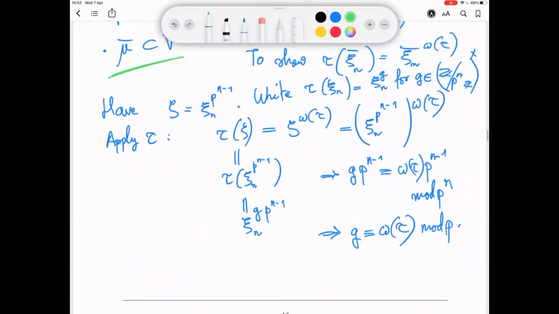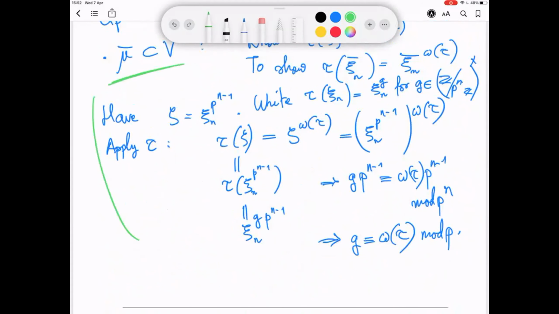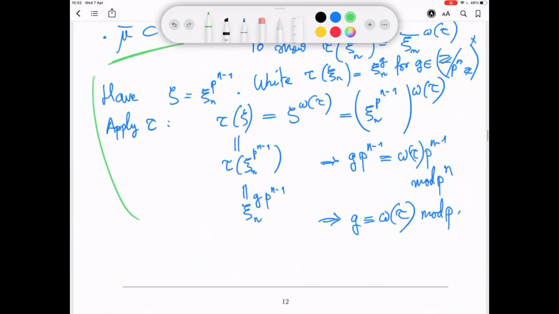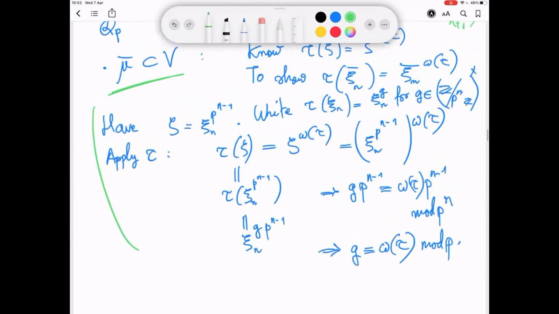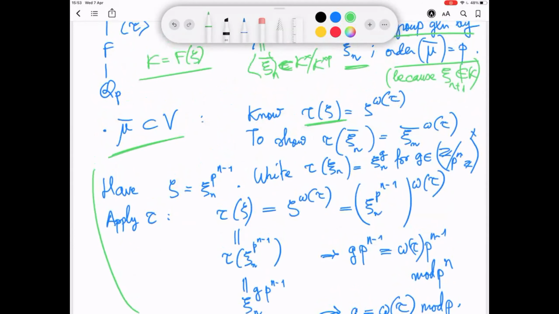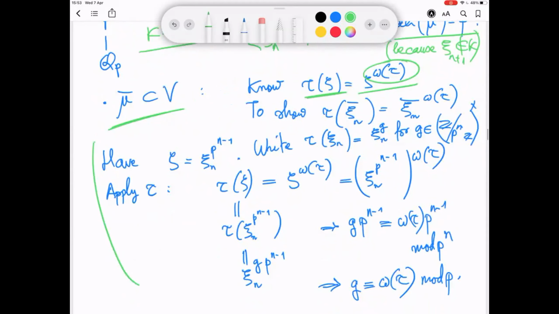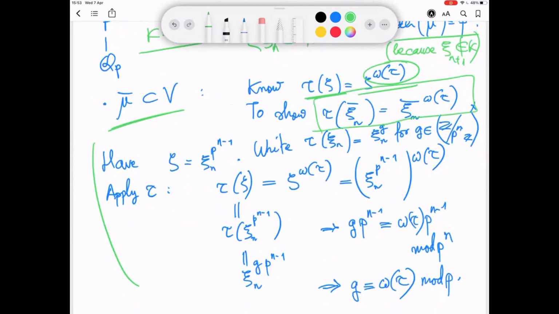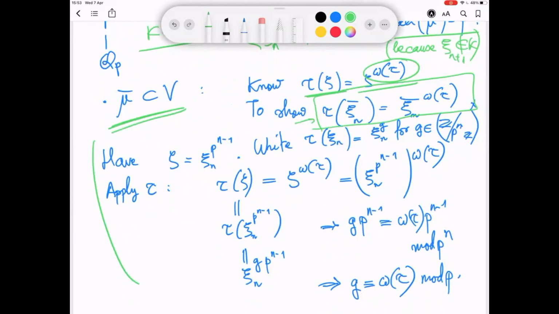So maybe this proof works, but let me see. No, I think we have to go through this. So anyway, what we know is that tau of zeta is zeta to the power omega tau. That's how omega is defined. In order to show that omega mu bar is contained in V, this is what we have to prove, that tau of psi n bar is psi n bar to the power omega tau.